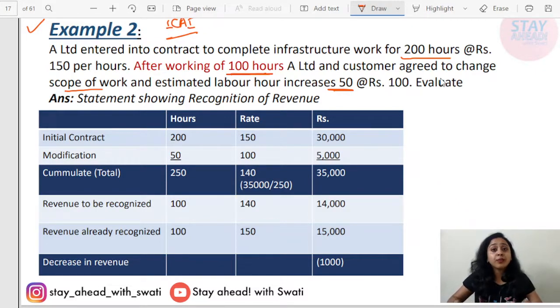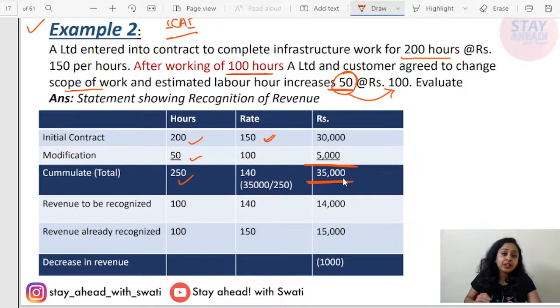What about the remaining hours? They will be charged at a new rate, that is the average rate. Let's see. The initial contract was of 200 hours. Now the new scope has been increased by 50 hours additional. This means 250 hours. This is 200 at 150, and the other 50 hours are at rupees 100. It is all given in the question. So this now amounts to 35,000. Now 35,000 divided by 250, you will get an average of 140.